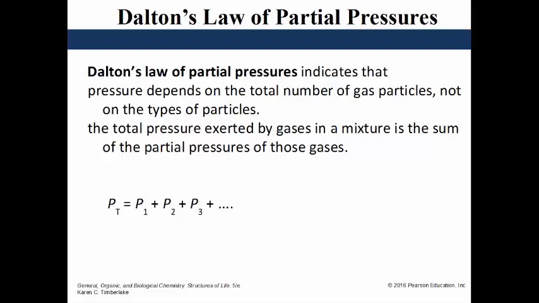So that's what this equation represents. The total pressure equals the pressure of the first part plus the pressure of the second part and so on. So helium would be, say, the first pressure, argon would be the second pressure. So you keep adding all the individual components of that mixture of gas to get the overall total pressure.